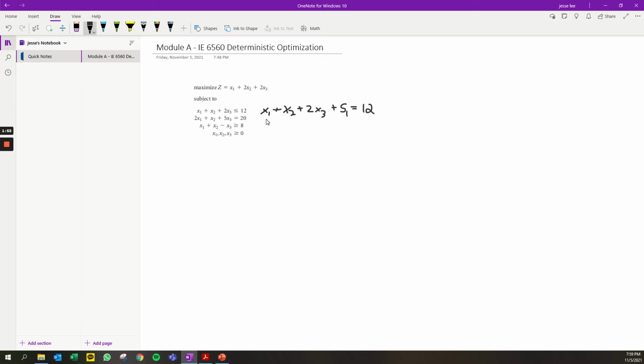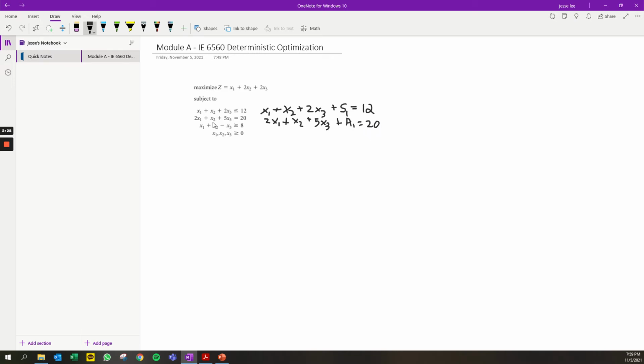Second line here, 2x1 plus x2 plus 5x3. Now you have an equal sign, right? Every time you have an equal sign, what you do is you add an artificial variable. We'll name that A1. And then equal to 20.